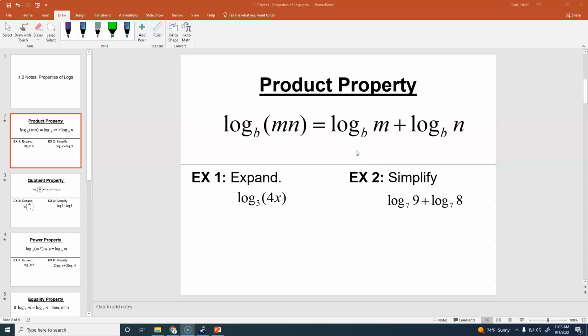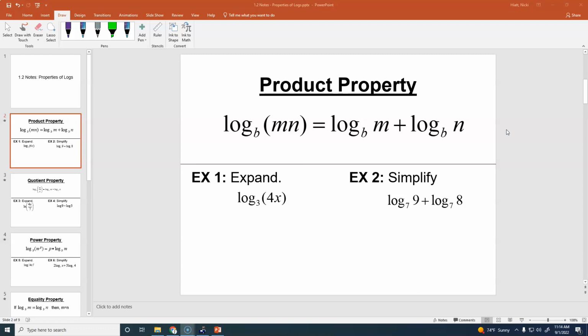The product property of logs tells us that if we have a log of two things that are multiplied together, then we can break it apart with a plus sign. So there are two different things you're going to be asked to do on your assignment for tonight. One of them is to expand, and the other is to simplify.